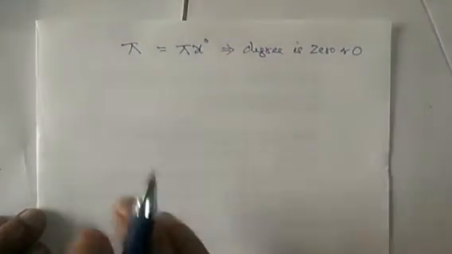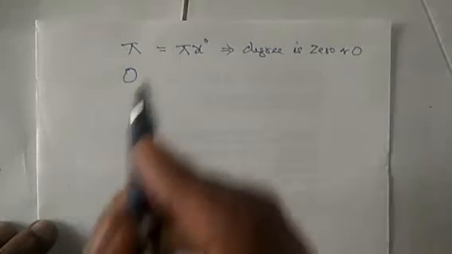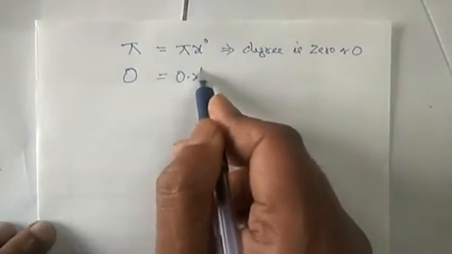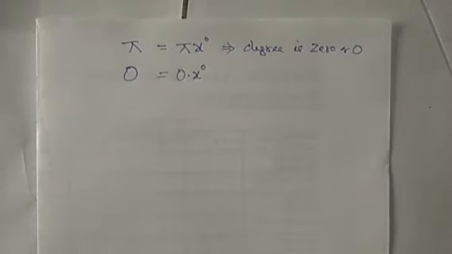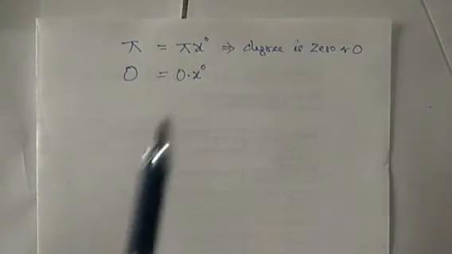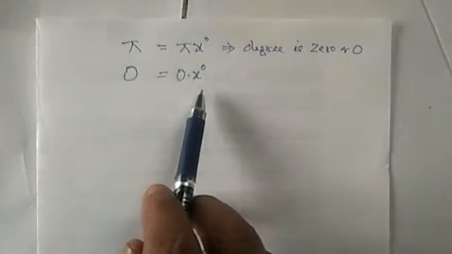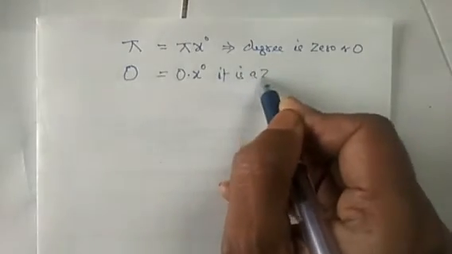Now suppose I say, what is the degree of 0? The 0, I told you, you can write x to the power 0. But now here is the important point you have to understand. Yes, it is a polynomial. It is a zero polynomial.